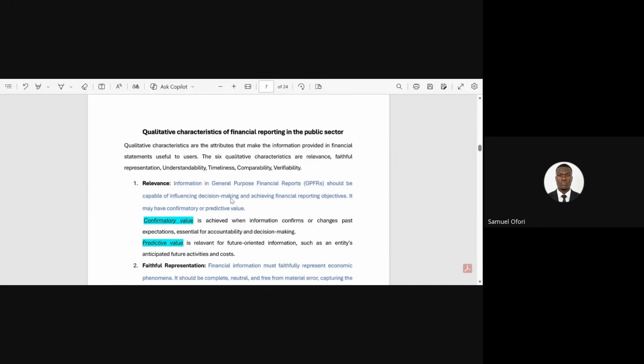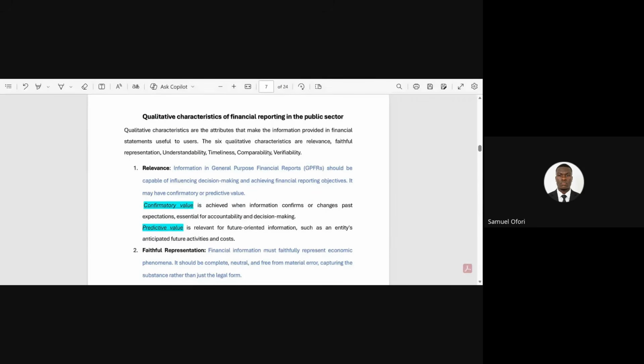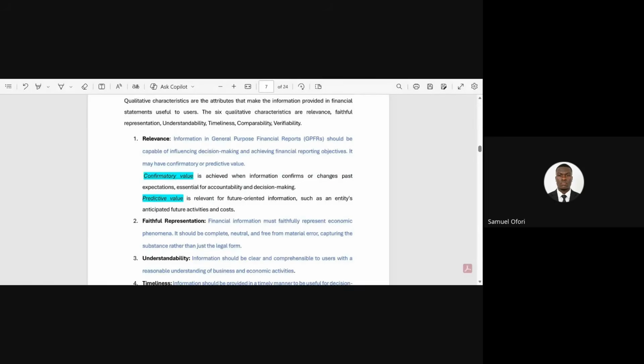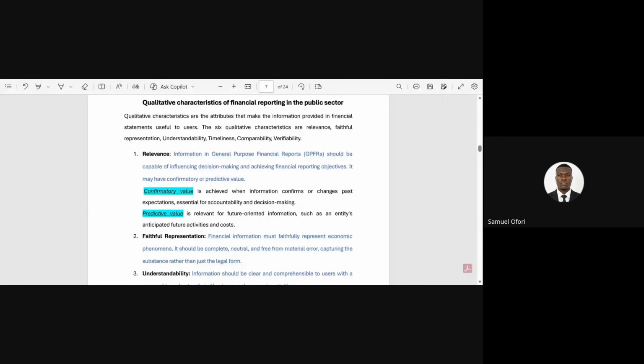So let's look at them one after the other. The 2 key ones that you have to pay attention to are relevance and faithful representation. Most of the time, they ask you questions about them, like to talk about them, especially in FR. But now in public sector accounting, we have more to talk about.